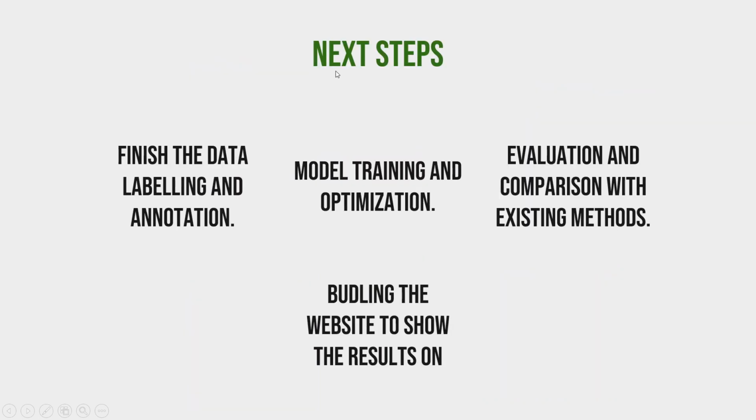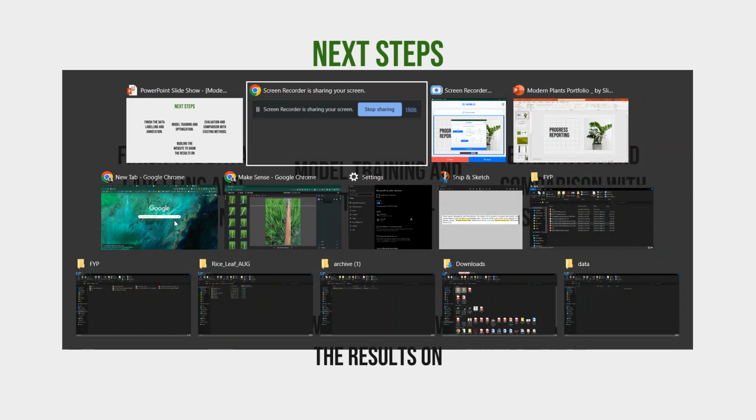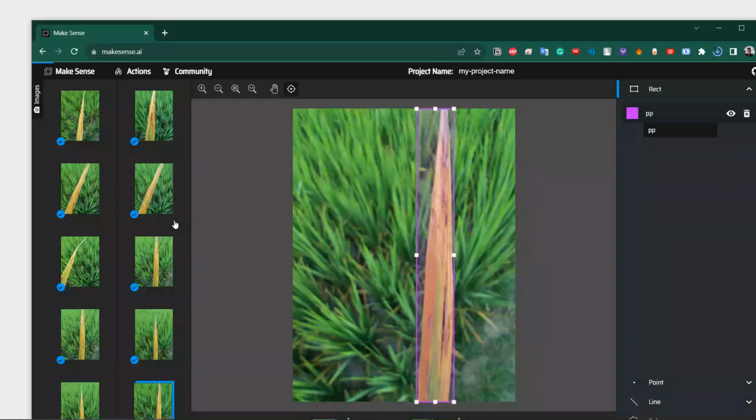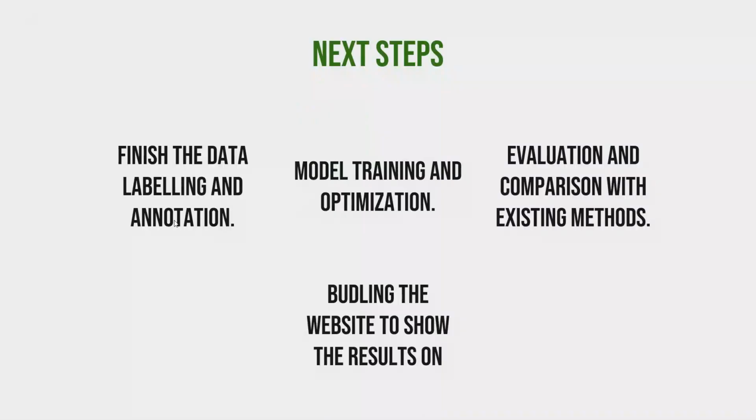Okay, to sum it up, the next steps: the dataset labeling is already finished, and I'm now extracting it. Yeah, here it is. I'm extracting it to the COCO format to start training it more and more. After that, doing the training many times to get the best accuracy by changing the parameters, and then evaluation and comparison with the existing methods. And at the end, building the website to show the results on it.